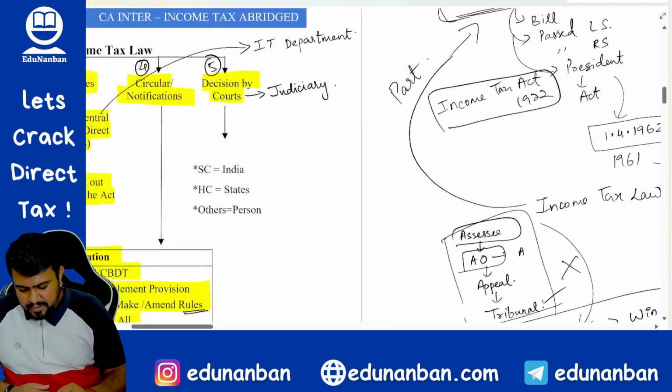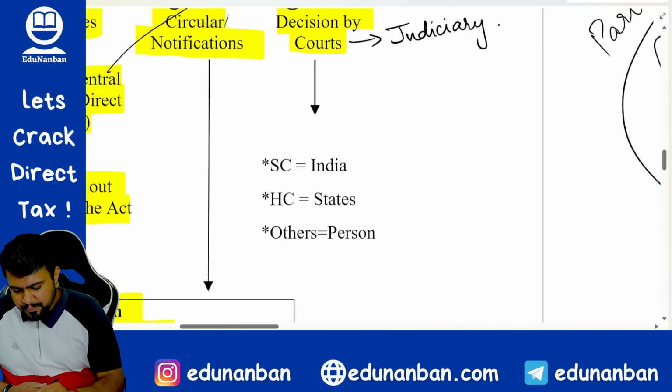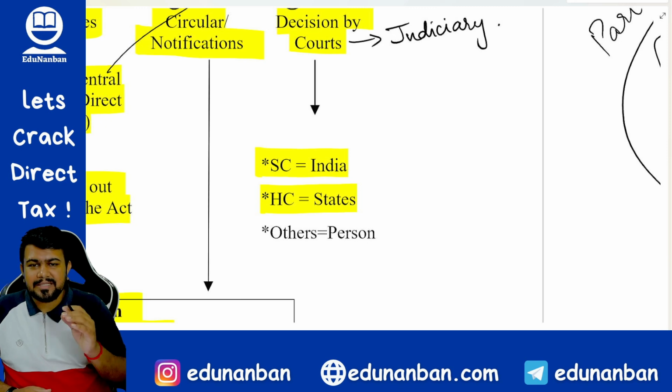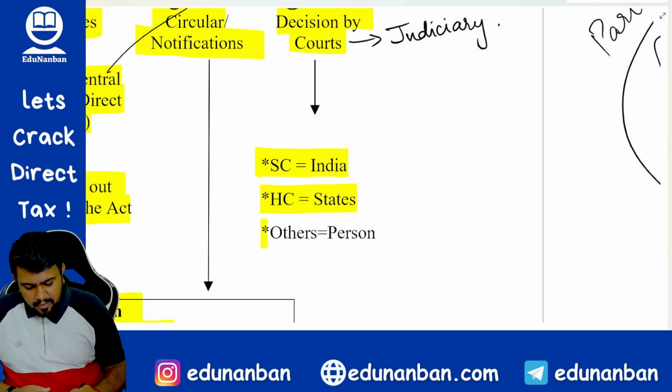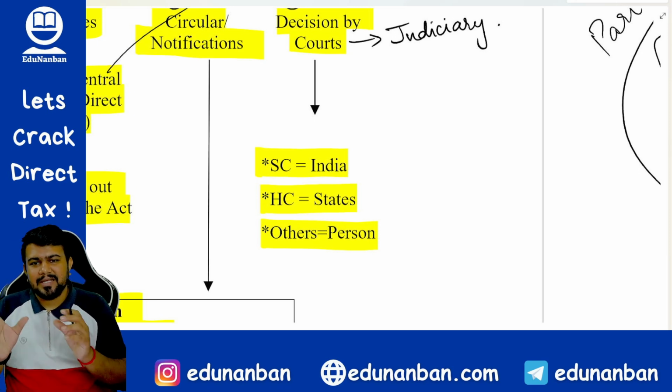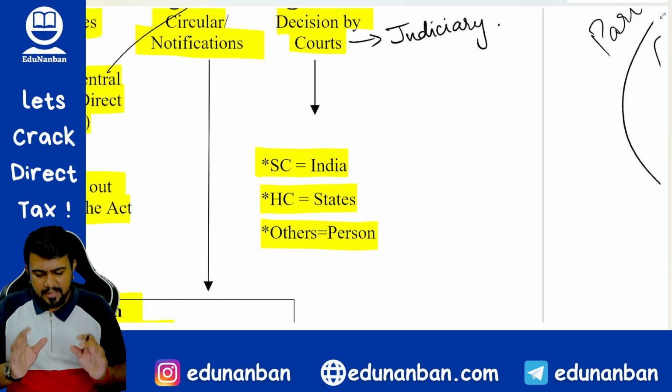So this is only judiciary, Kanna. If there is a decision in High Court, it is applicable to the state. If there is a decision in Supreme Court, it is applicable to India, and in all the other stages, it is only applicable to the respective persons, that is the assessee and the income tax department.